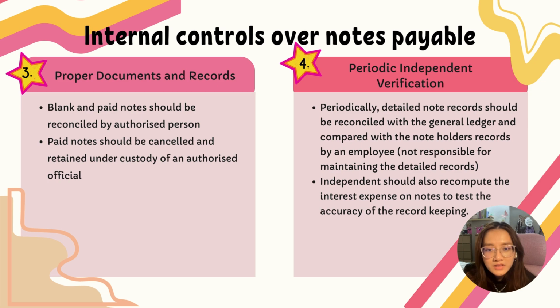This involves using the terms on the notes, principal, interest rate, and time period to independently calculate the interest and compare with the recorded amounts. This is to test the accuracy of the company's record keeping. Any errors or discrepancies identified should be corrected to ensure that the financial statements reflect the true interest expense. And that is all for the internal control of the notes payable.